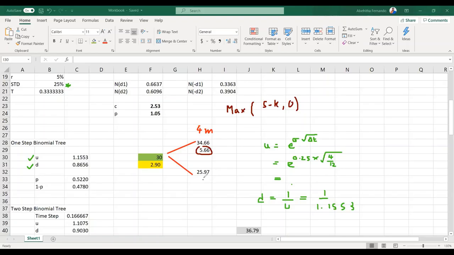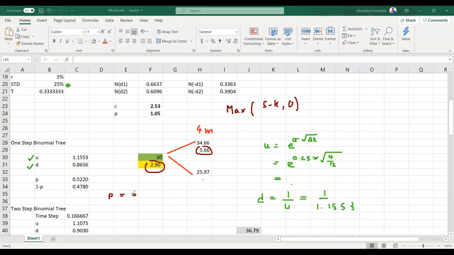So first, develop the binomial tree, then identify what would be the payoff at maturity, in this case in 4 months' time. And then we need to find out the value of the option today, which would be the present value of these expected payoffs. So these are the payoffs if it goes up and if it goes down. So we need to find out the probability of it going up and the probability of it going down.